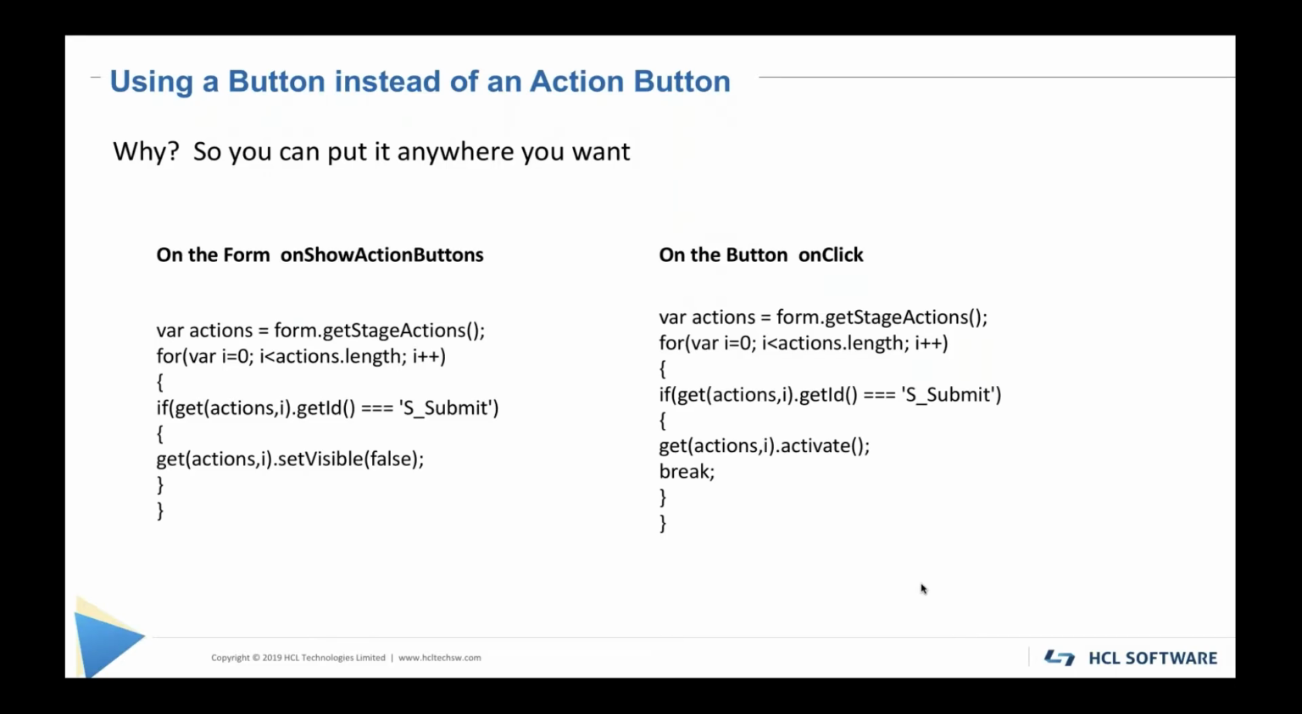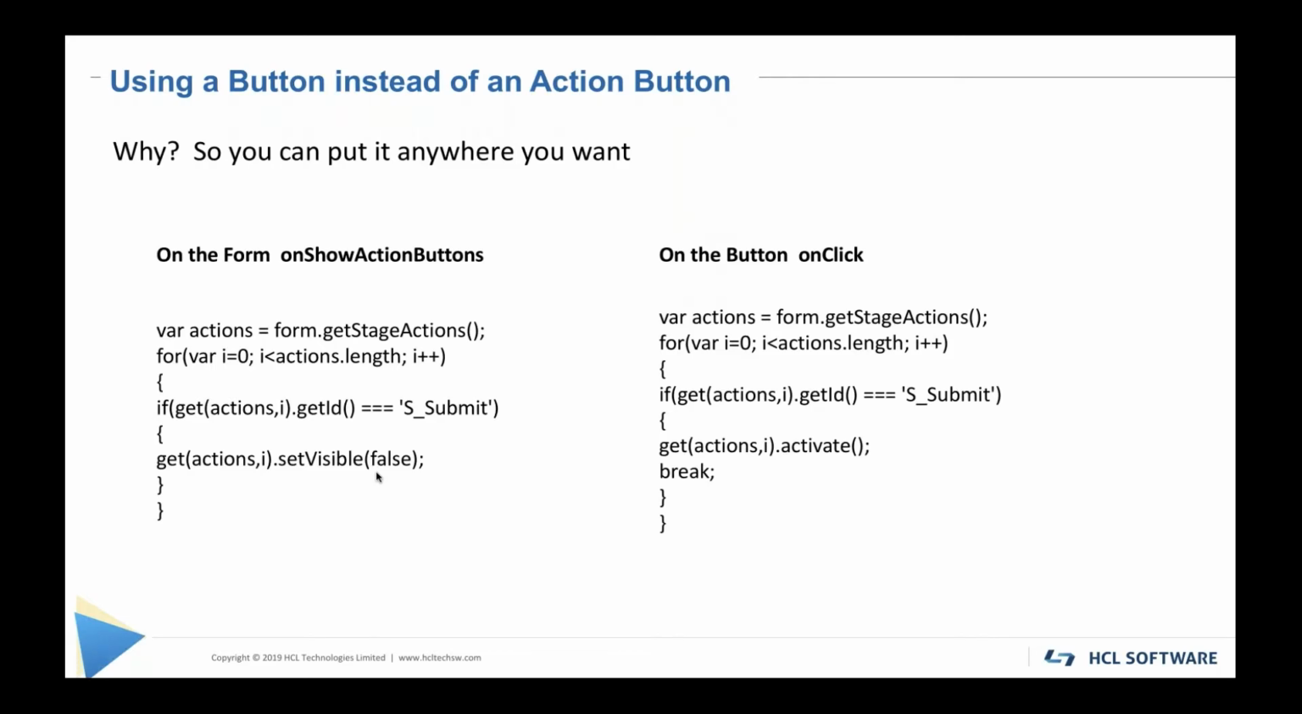There's really two pieces of code that you need. All right, and the first one is on the form on show action buttons event. And what this does is essentially just loops through all the action buttons that you have in your app. And then based on the one that you specify, in this case, I'm saying s_submit, which is the default submit button when you build an application for the initiator phase or stage. And it loops through, it gets the submit button and it says hide it.